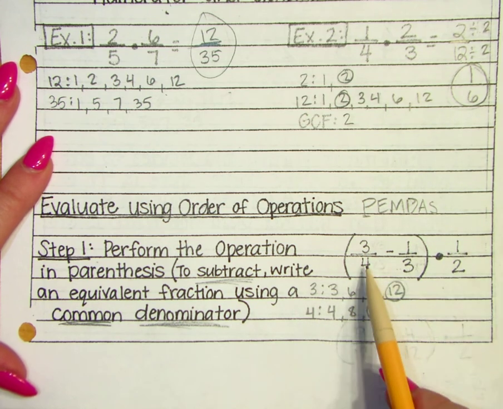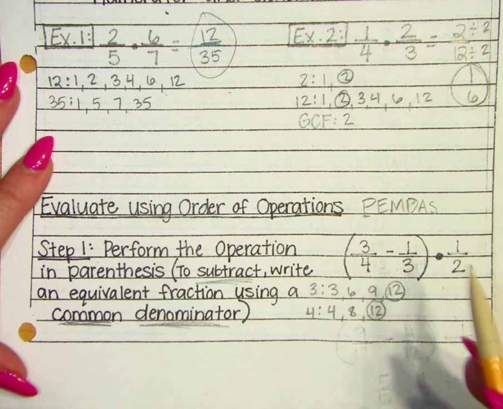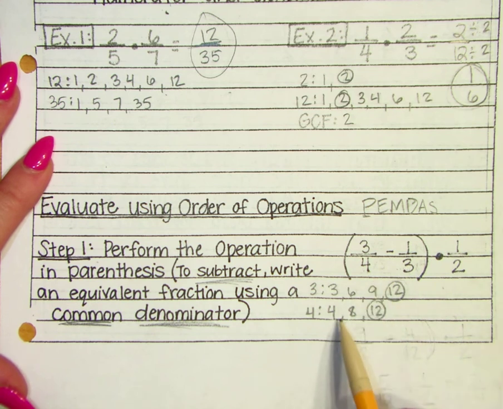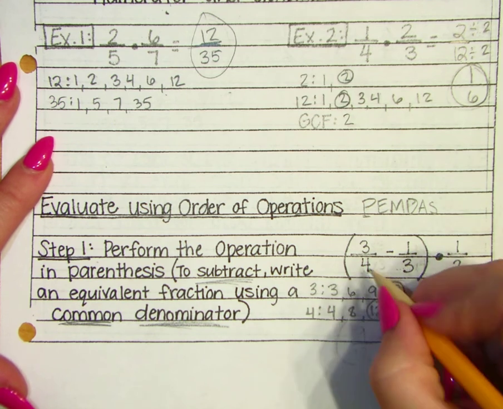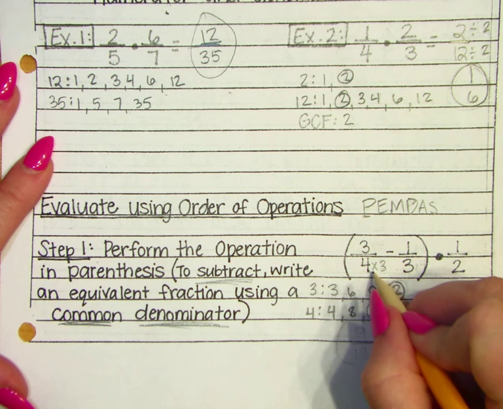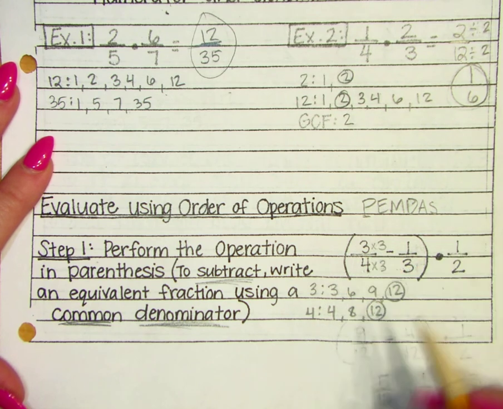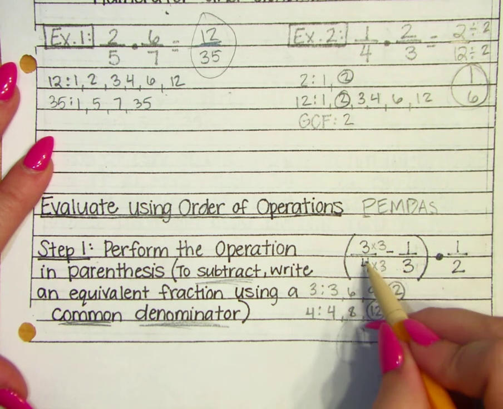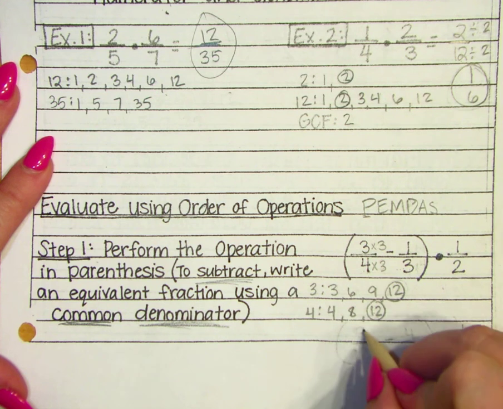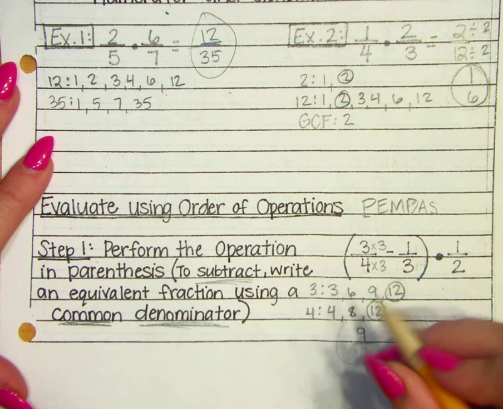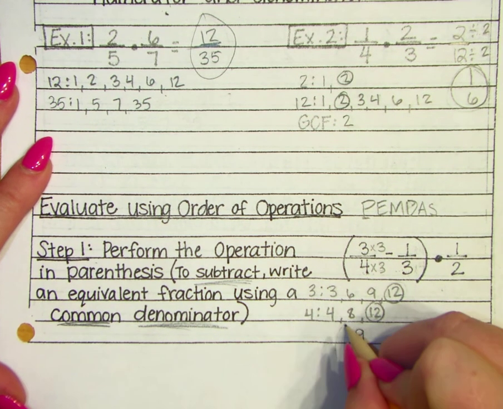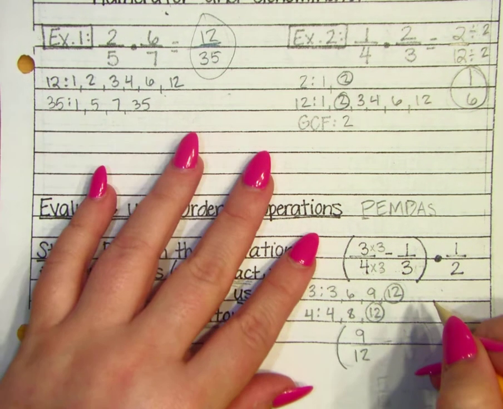So I've got to get from 4 to 12 and from 3 to 12. Now to get from 4 to 12, I multiply by 1, 2, 3, right there. If I do it to the bottom, I have to do it to the top. So 3 times 3 as well. And then my new fraction here, my equivalent fraction, 3 times 3 is 9, and 4 times 3 is 12. So I'm going to rewrite my parentheses there so I don't forget them.